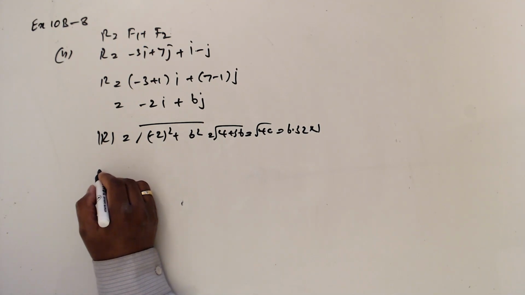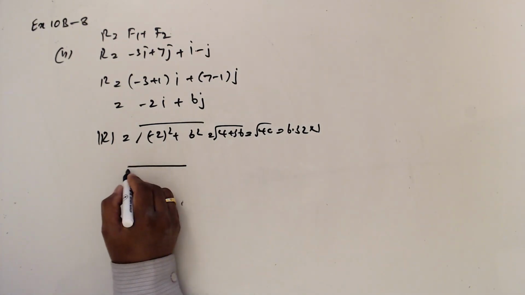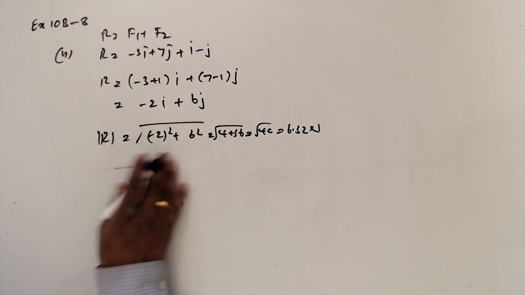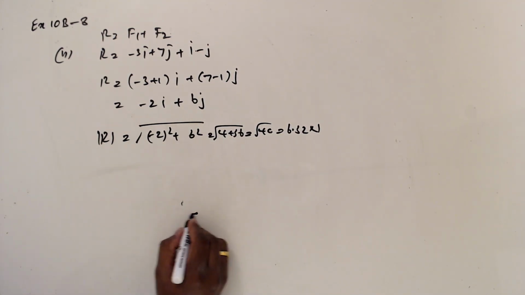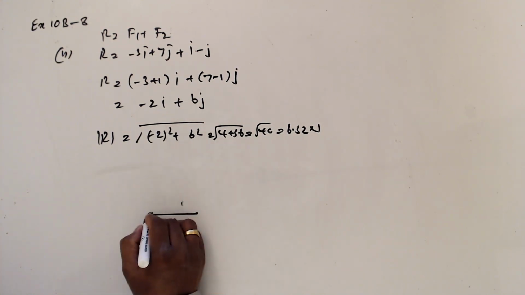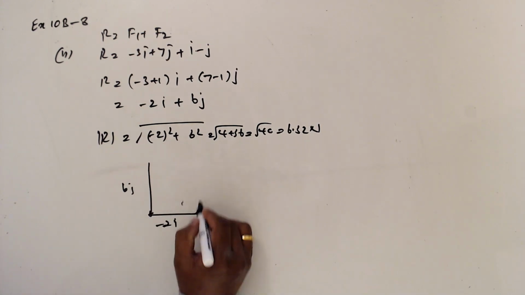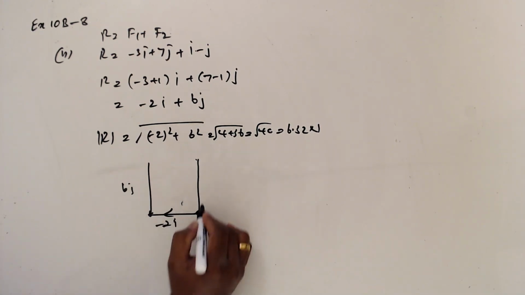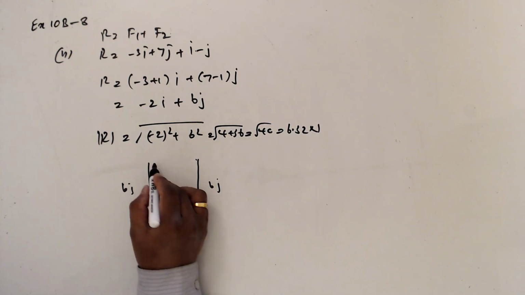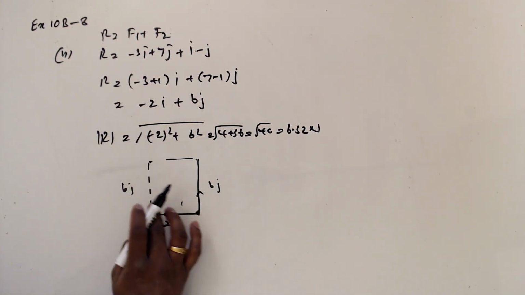And the angle. So minus 2i, if this is the particle, so this is minus 2i and then 6j. So this is the particle actually, for two forces working on it, this is 6j. So I'll consider this one.